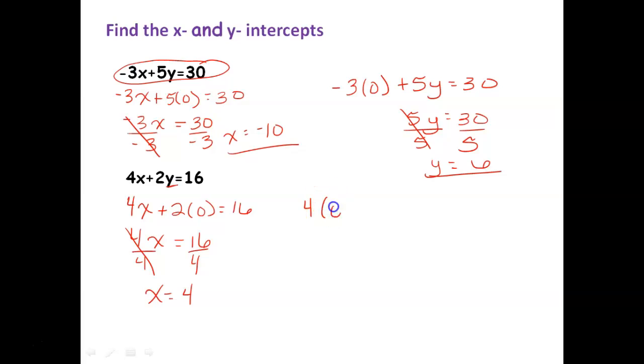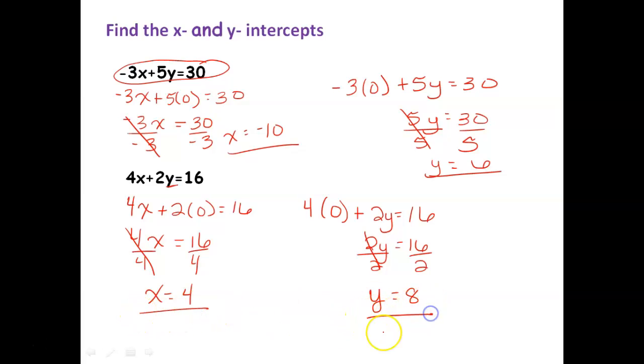And this time I'm going to set x equal to 0 to find the y-intercept. So I have 2y equals 16. Divide both sides by 2. Cancels. Y equals 8. So the x-intercept is 4 and the y-intercept is 8.